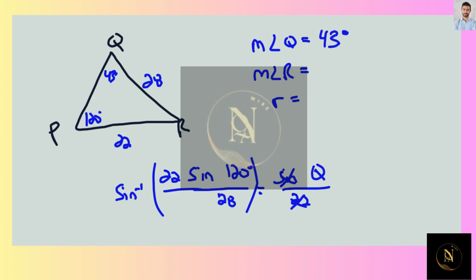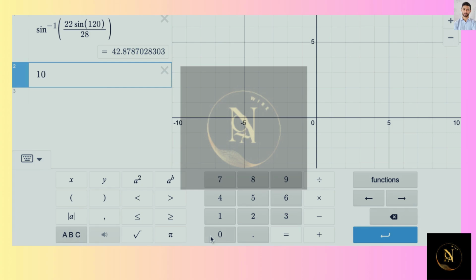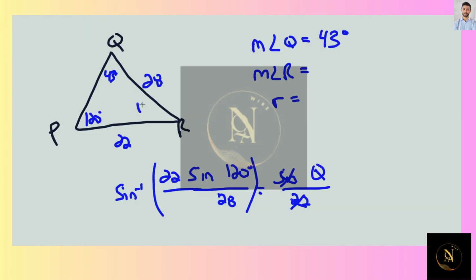Angle R just completes the triangle. 180 minus the 120 minus the 43 is 17 degrees for angle R.